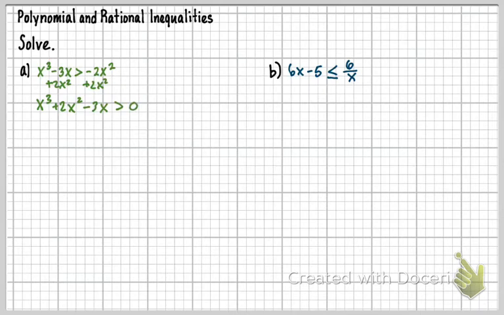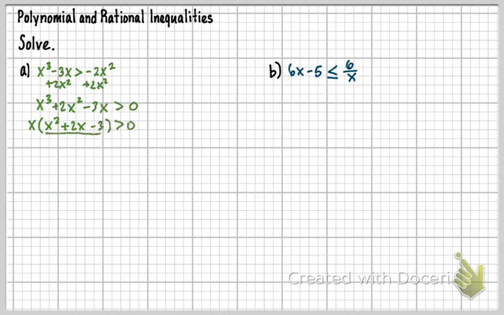So we always want to get it to a point where it's greater than 0 or less than 0, because now we're talking about the x-axis, and that's the important thing here. So now we can visualize above the x-axis or below the x-axis, and also including the x-axis if it's equal to. Okay, so now what I'm going to do here is factor. I can factor an x out of everything. So that's x times x squared plus 2x minus 3, and that's greater than 0.